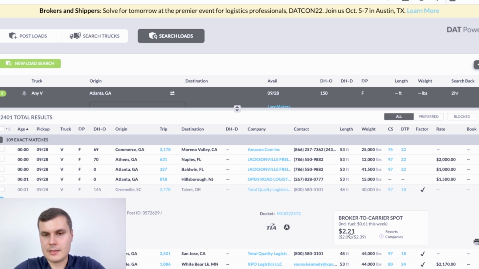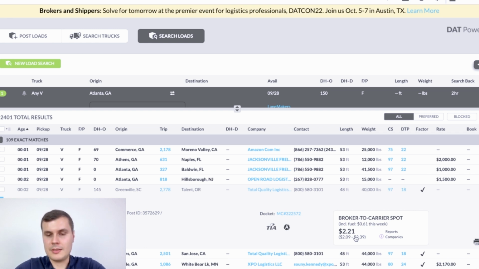So this is a spot rate or an average rate based on historical statistics for the past 30 days, I believe. I'm not sure, it could be 90 days, but historically this lane has been paying $2.21 per mile, and even here we can see that it should be paying a minimum of $2.09 and a maximum of $2.39 per mile. So already inside of the load board, while you're looking for loads, you can use this broker to carry a spot to get a general idea of how much this load should be paying, or at least how much this load has been paying in the past.